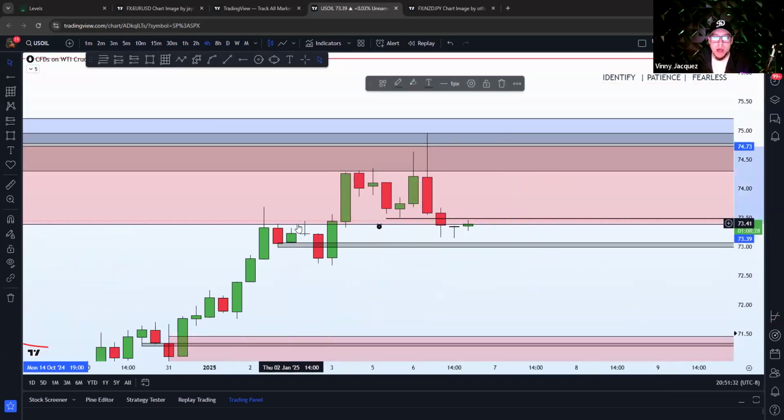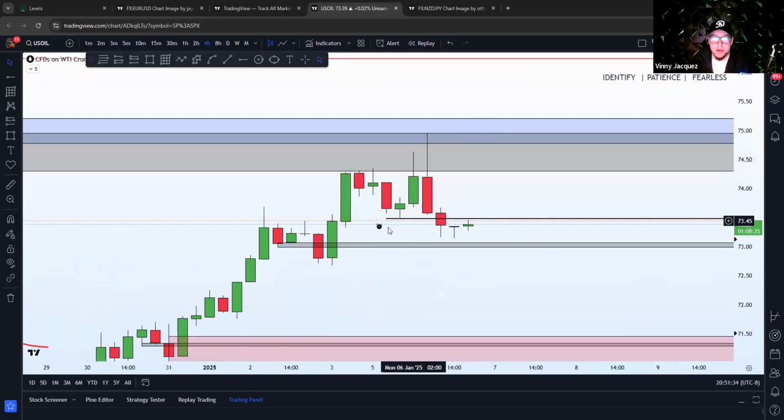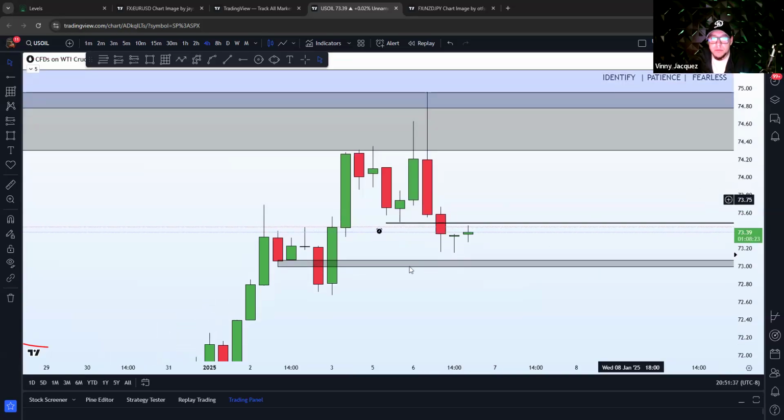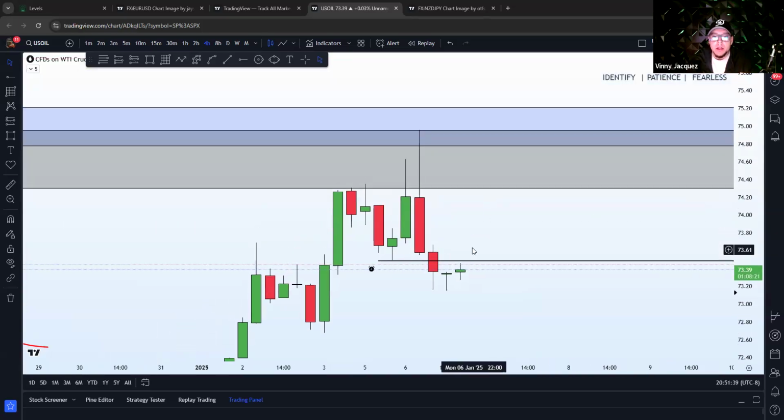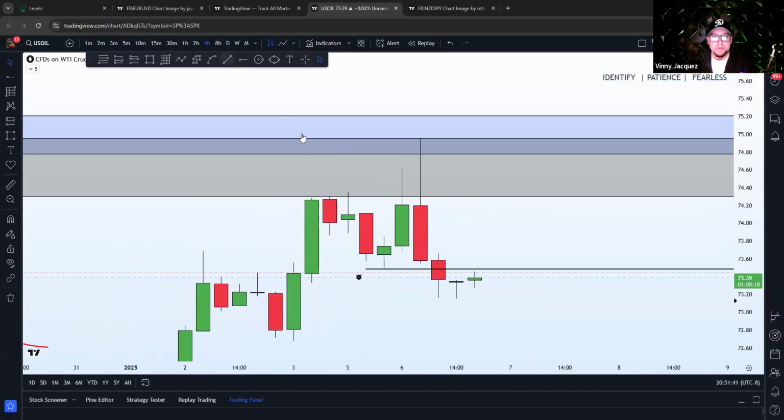I'm going to go ahead and delete this red box because it definitely went a bit deeper. I'm going to do that for clarity. I'm going to delete this right here. Look at what the market gave us, guys.